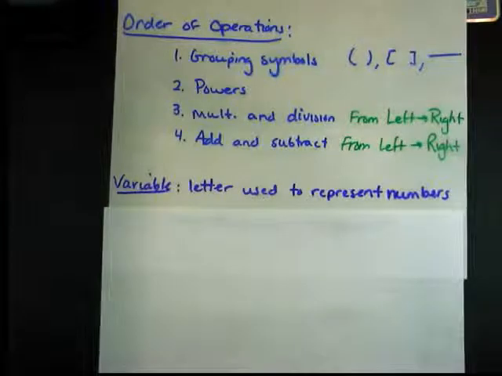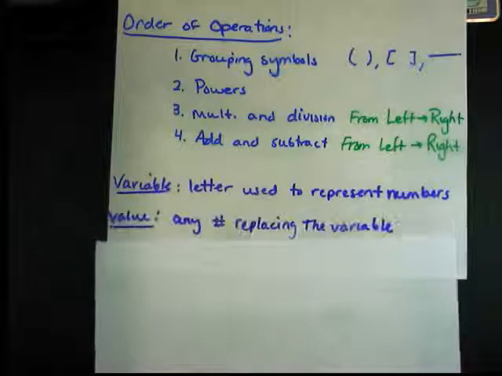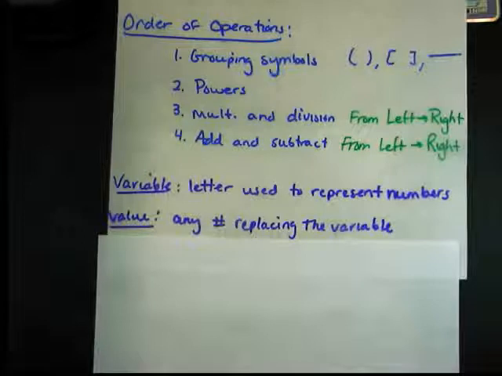Next vocabulary word is a variable. A variable is a letter that's used to represent numbers. A value is any number that replaces the variable. So the value of the variable. If we say x is 2, then 2 is the value of x. So value is the actual number that replaces the variable.